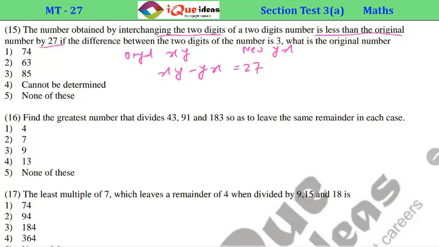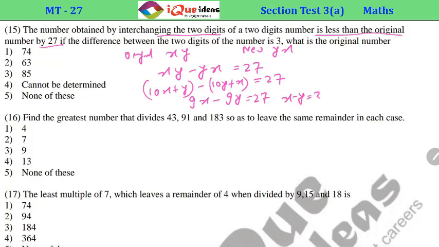You can directly take it as 9 into x minus y, or you can simplify. xy can be written as 10x plus y. Similarly, yx can be taken as 10y plus x, and this is equal to 27. If you subtract, you will get 9x minus 9y equal to 27, and this gives us x minus y equal to 3. Now the second information: if the difference between the two digits of the number is 3, then what is the original number? From the first information we have already calculated the difference, that is 3.